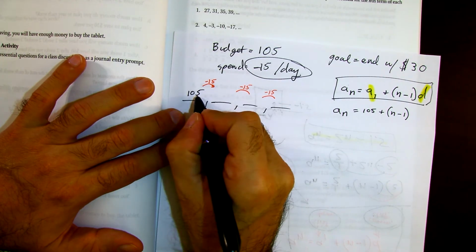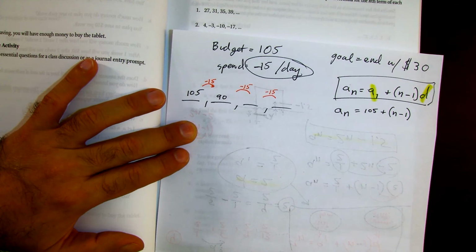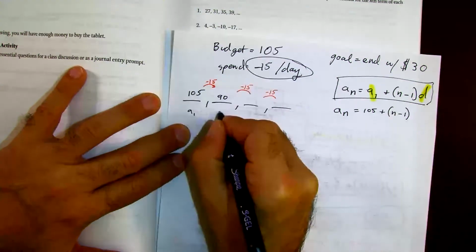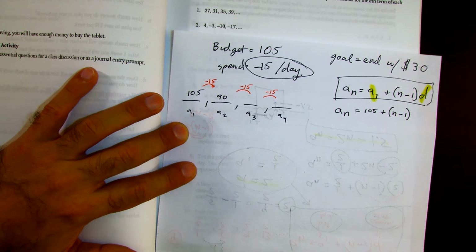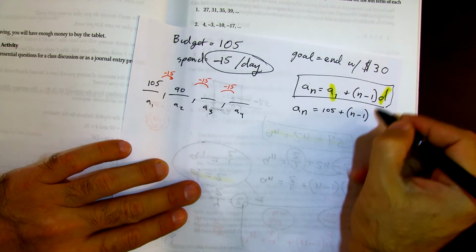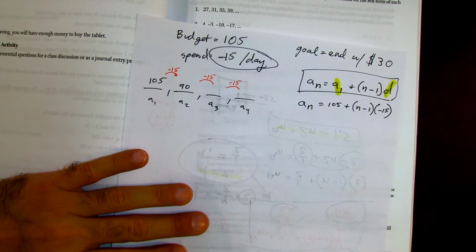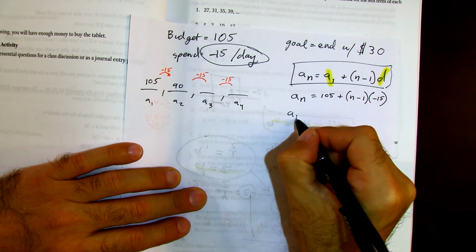So let's see. If I have $105 and I spend $15, I end up with $90. You see? So this is like day 1, day 2, day 3, day 4. So I know that, look, my common difference is negative 15. All right. Let's go ahead and simplify this.